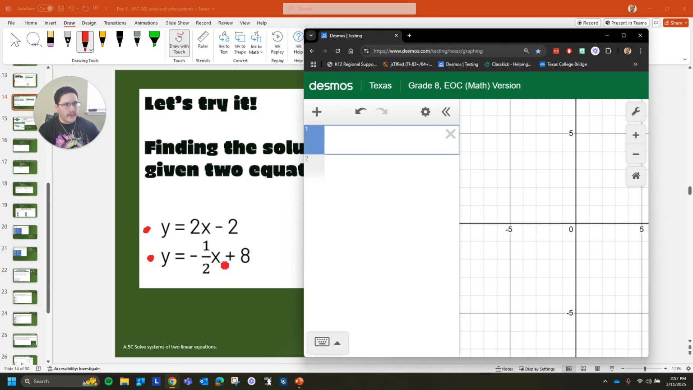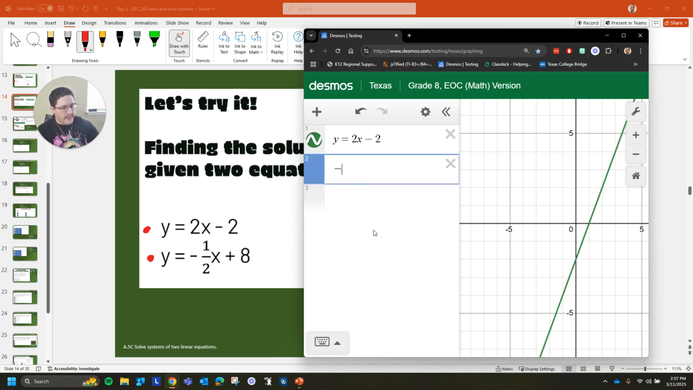Okay, so the first equation that we're going to enter into Desmos is y equals 2x minus 2. The second equation is y equals negative 1 divided by 2, and then notice where your cursor is. We need to get out of there to the right, so we're going to arrow to the right. Oh, I forgot y equals. And then we're going to put an x after we've arrowed out of there, and then plus 8.